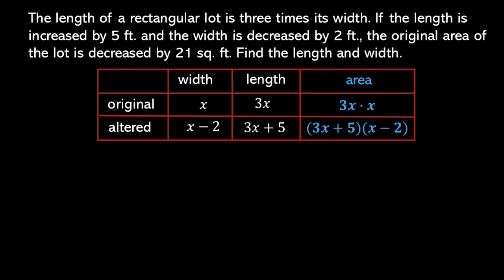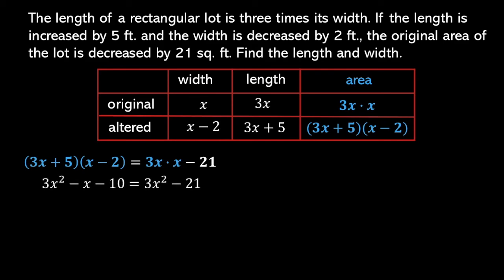The problem states that when the length and width are altered, the area of the lot is decreased by 21, meaning the area after the dimension is altered, which is (3x plus 5) times (x minus 2), is equal to the original area, which is 3x times x, minus 21. This is now the equation that we want to work with. By distributive property, on the left side of the equation, we get 3x squared minus x minus 10. We simplify the right side to get 3x squared minus 21.